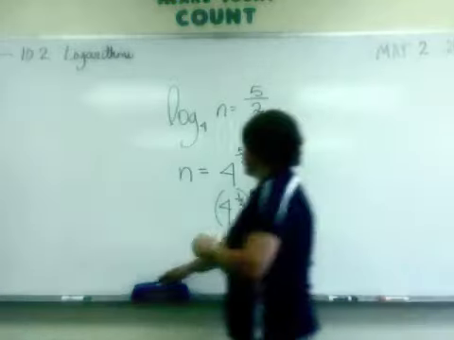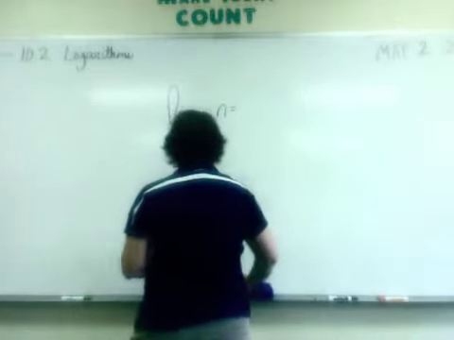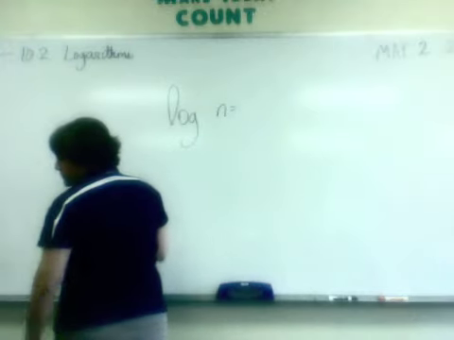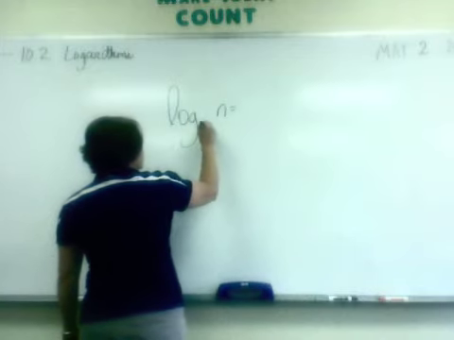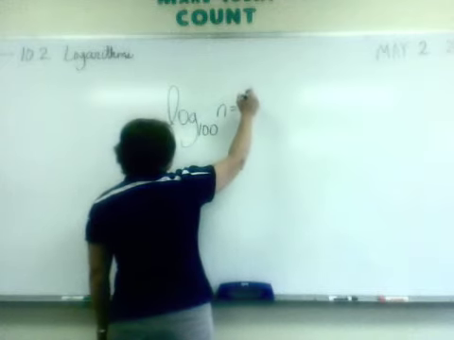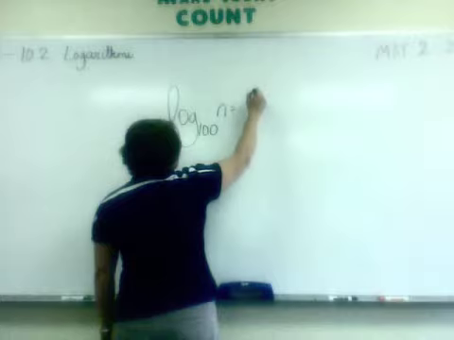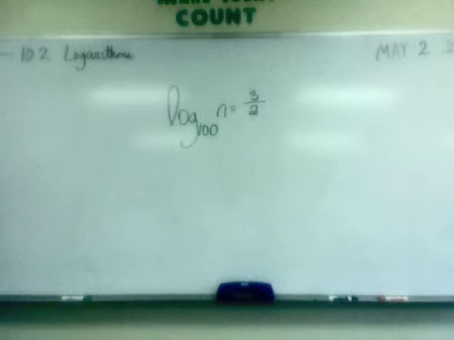Let's look at another one. So the answer is 32? The answer was 32. Let's say we have log to the base of 100 of n equals 3 halves. It's the square root of 100 times 3, which is cubed. Very good. So it's actually 1,000.